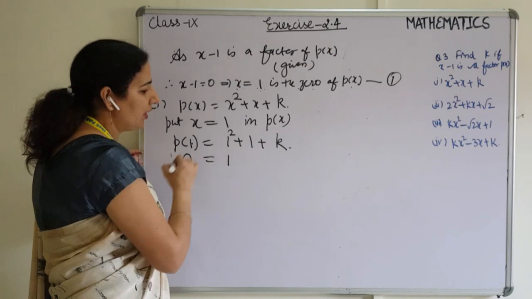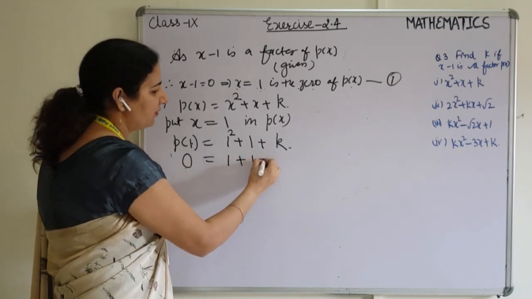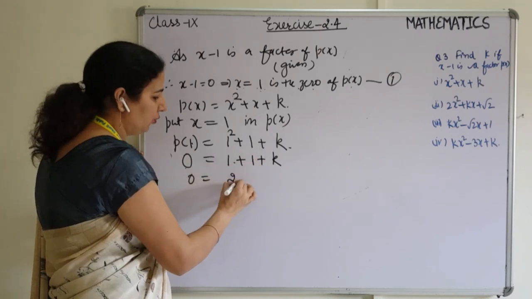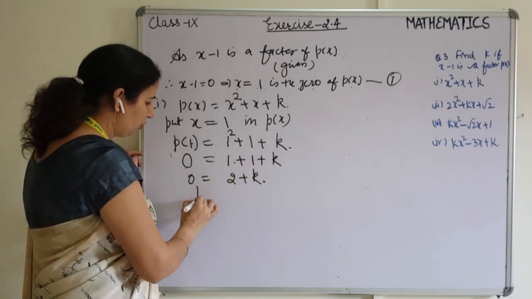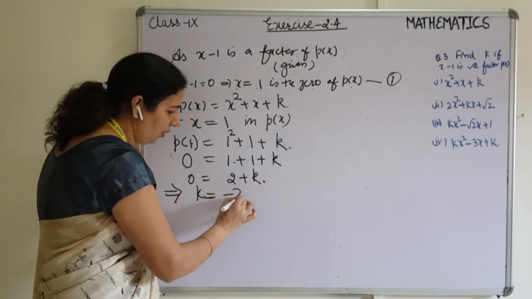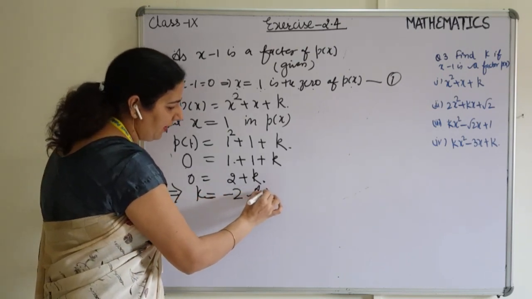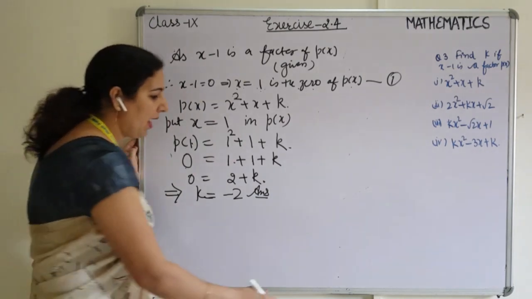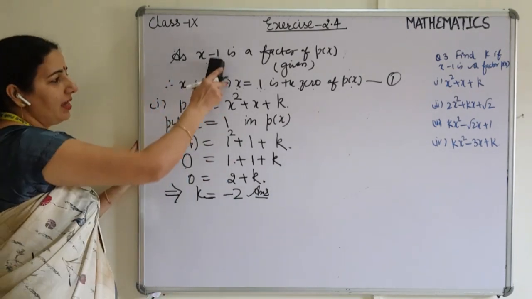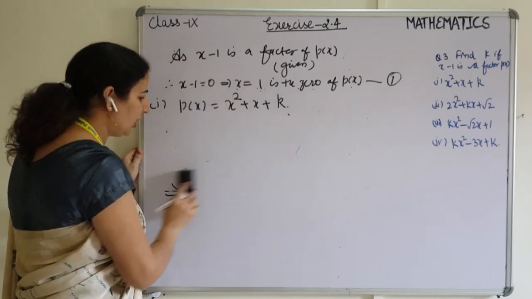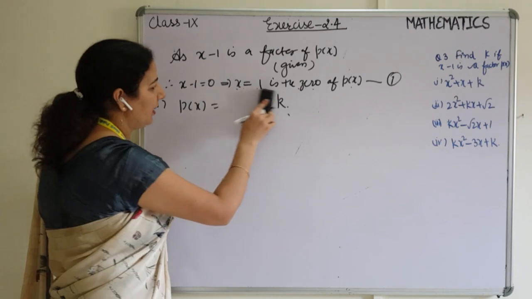0 is equal to 1 square, which is 1, plus 1 plus k. 1 plus 1 is 2 plus k. So this implies k is equal to minus 2. This is our answer of part number 1. Now part number 2. As this part is the same for all the parts, I am not going to erase it. I am just going to change the polynomial for part number 2.